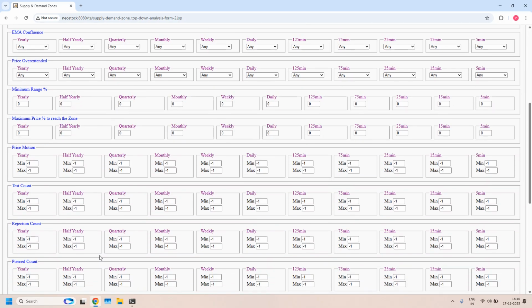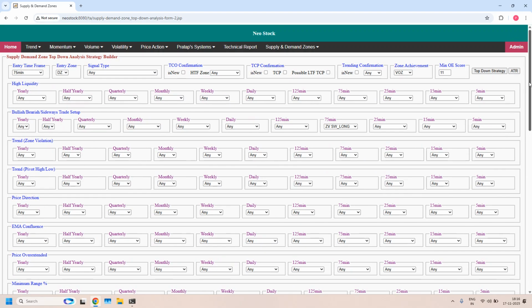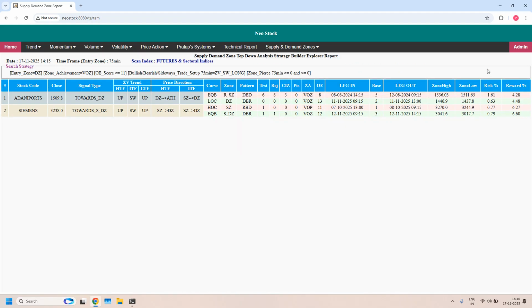So in the pierced count parameter at 75 minutes time frame, I am setting minimum value 0, maximum value 0. That means pierced count is 0. Pierced count 0 means whatever zone you select, that zone should not be pierced. Let's filter. We got 2 stocks supporting sideways long trade setup for weekly income trade. Entry time frame zones are 15 minutes demand zones. You should plan trades in these zones only if less than 30.3 video checklist items are satisfied, because it is a sideways trade setup.